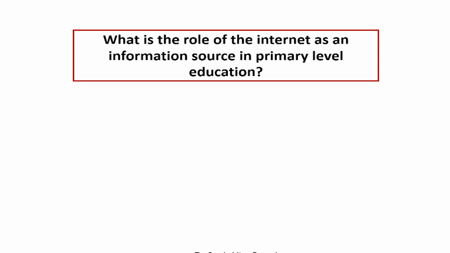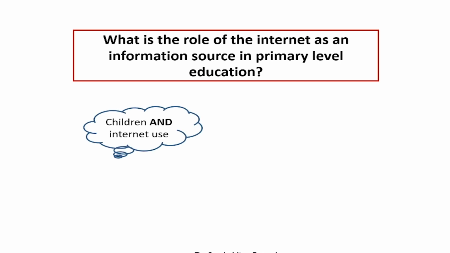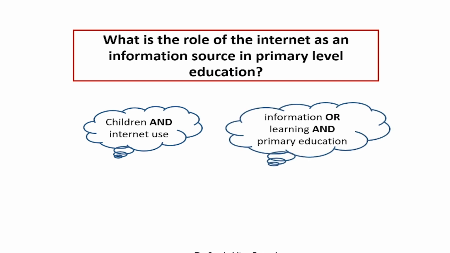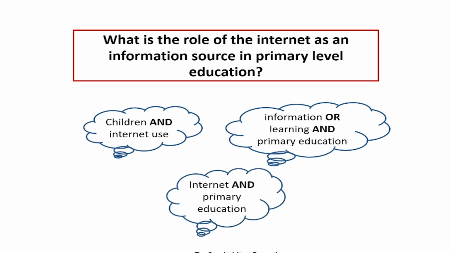I'm giving you an example of a topic: what is the role of the internet as an information source in primary level education? So I'm asking you what keywords you may use while searching for your material. For example, you can have children and internet use, you can have information or learning and primary education. Then you can also use keywords like internet and primary education. So you can see that this was the topic of my research and I used 3 types of keywords with different search strategies. So always when you have your topic, try to develop your own keywords according to your subject.